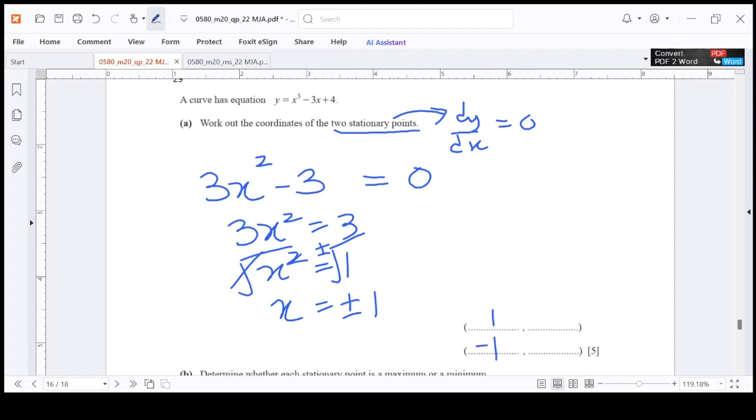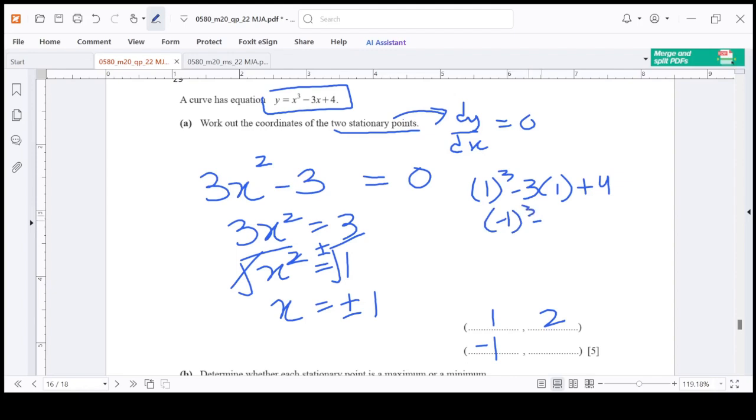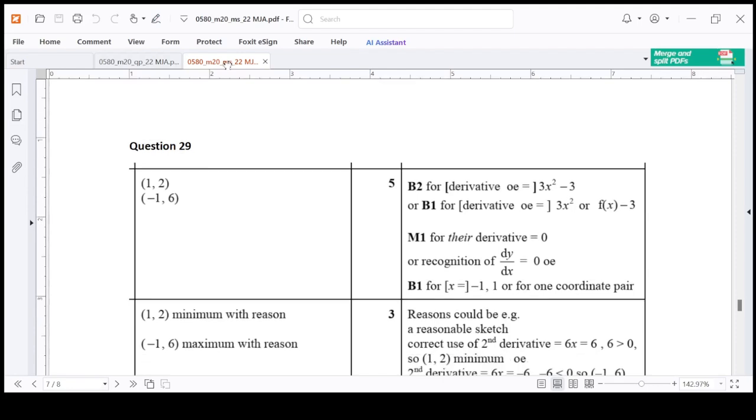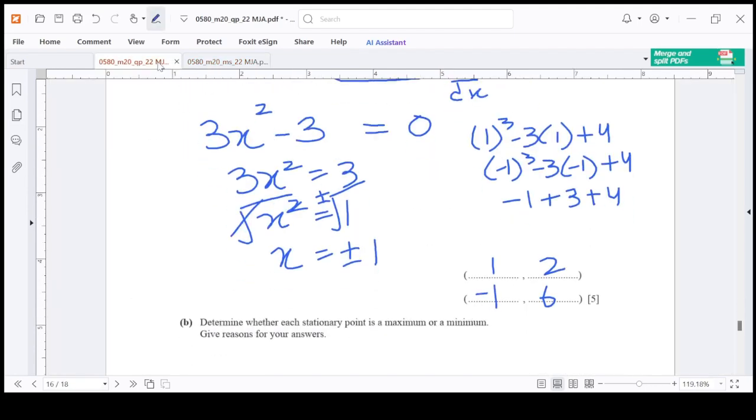Now we're going to plug in the values of x here. 1 cubed minus 3 times 1 plus 4. So that's going to be 2. And for minus 1 cubed, minus 3 times minus 1 plus 4, we're getting minus 1 plus 3 plus 4. I believe that's 6. Let's check if this 1 comma 2 and minus 1 comma 6 is correct.